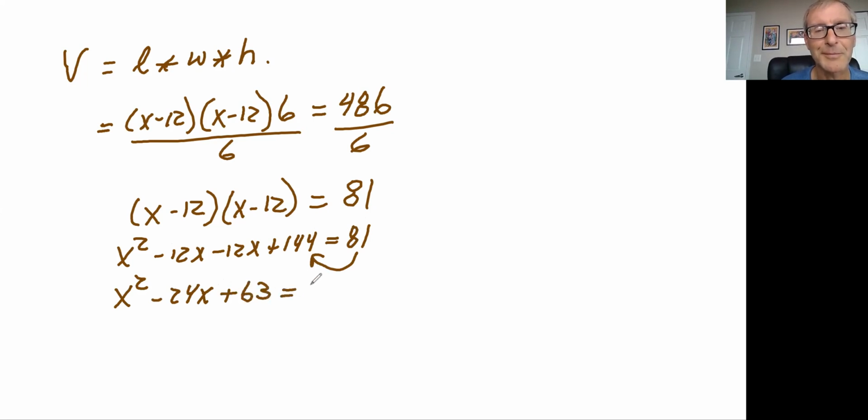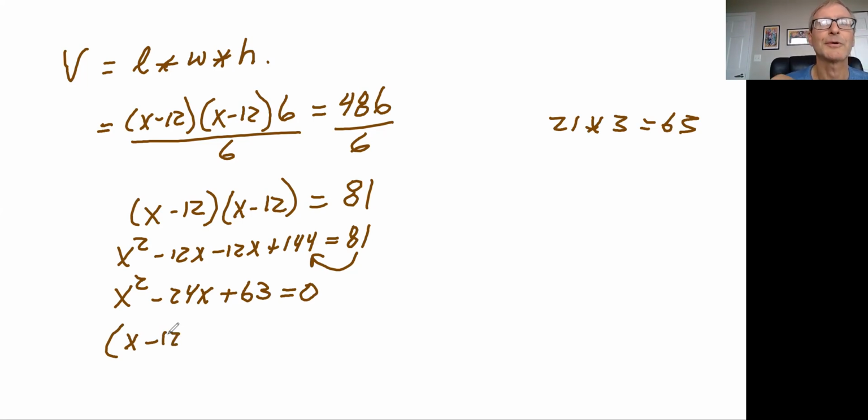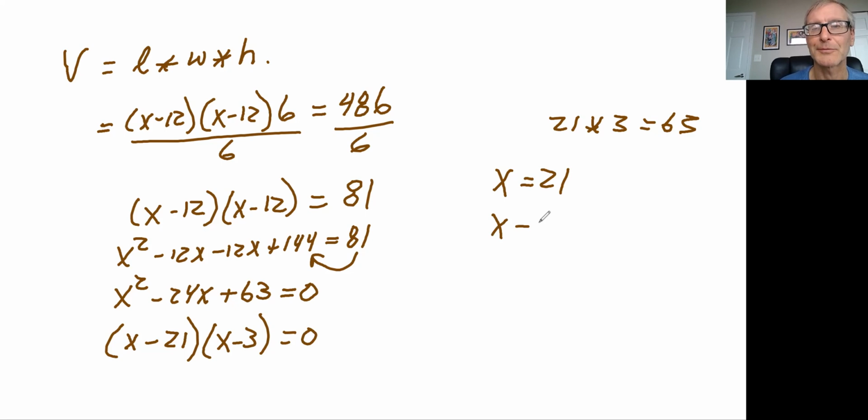And again, because it's a math class, it's set up very strategically, or you could see that 21 times 3 is 63. And 21 plus 3 is 24. So you could actually factor this, and it would be x minus 21 and x minus 3. So we have two possibilities, right? X equals 21 and X equals 3.